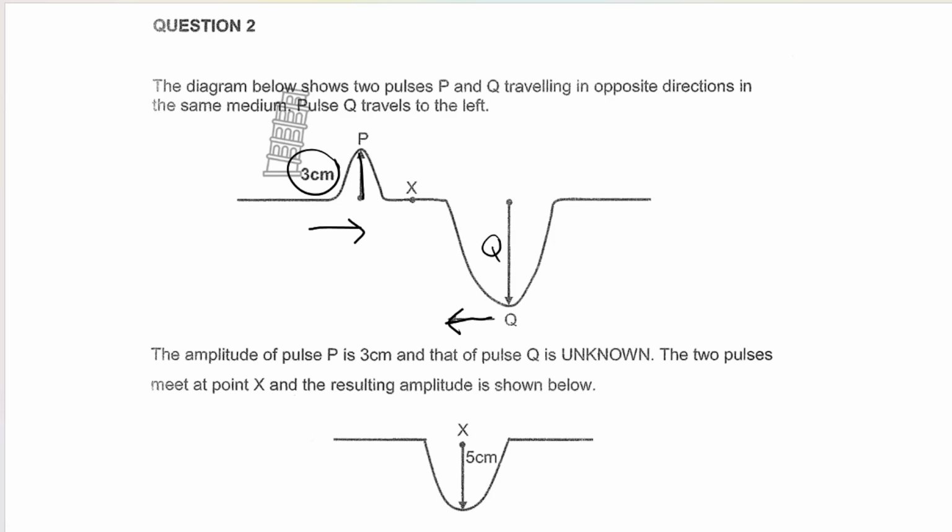Remember, they are heading towards each other, these pulses. So at some point, they're going to occupy the same space at the same time. And it's going to be the principle of superposition: when two pulses occupy the same space at the same time, we need to determine the resultant pulse by using the sum of the pulses. The two pulses meet at point X. The resulting amplitude is shown below. So 5 centimeters, but going downwards.